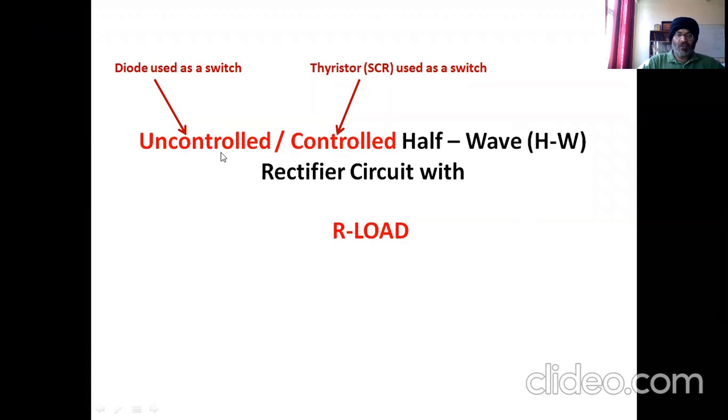An uncontrolled rectifier uses a diode as a switch. If we want to attain the specified DC component at the output, we can go for a thyristor-based half-wave rectifier, where the thyristor replaces the diode as a switch. If we use a thyristor as a switch, then we can control the output DC levels. That's why it is called a controlled rectifier.